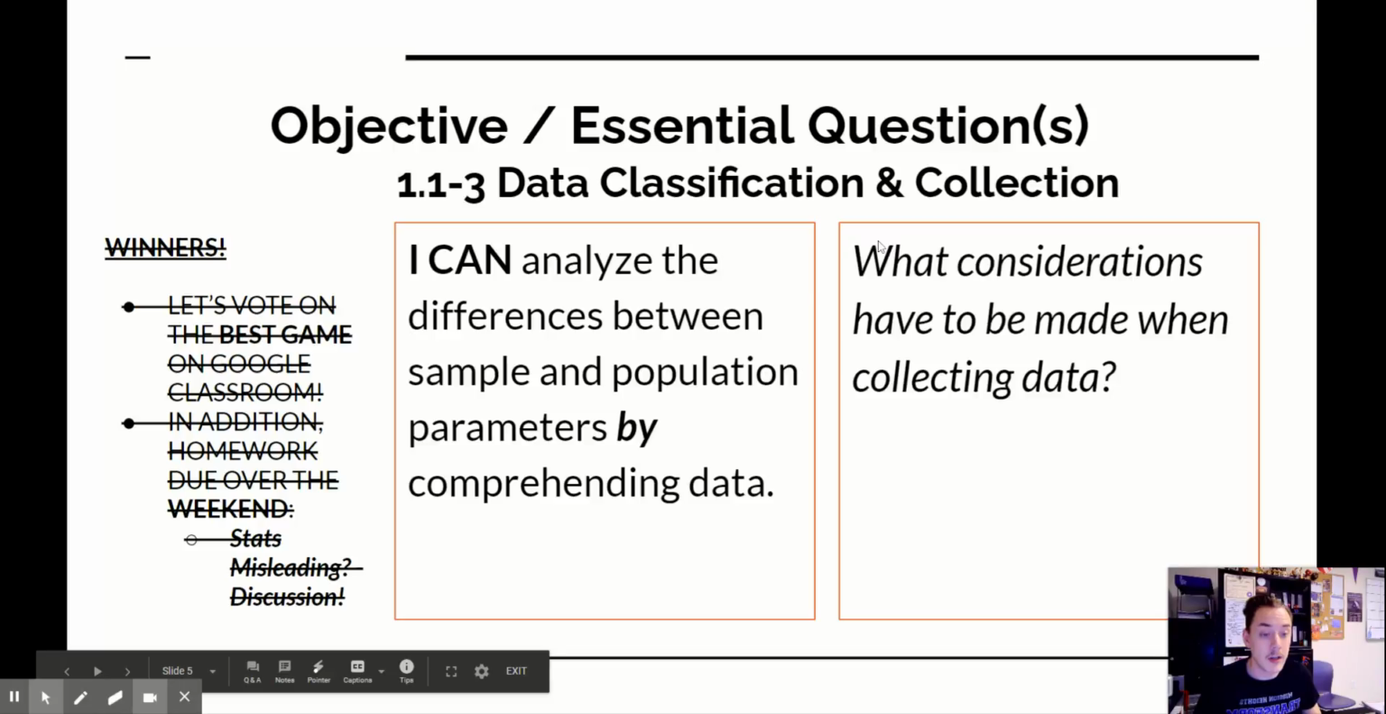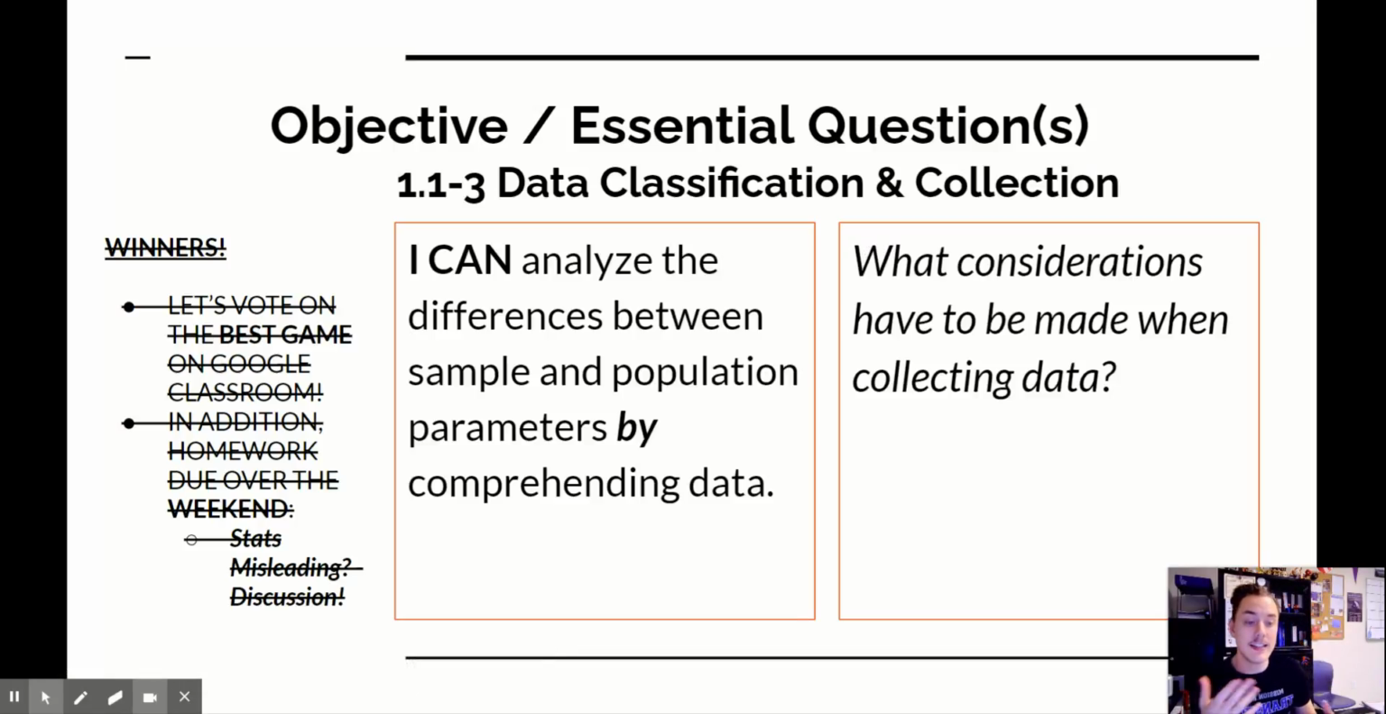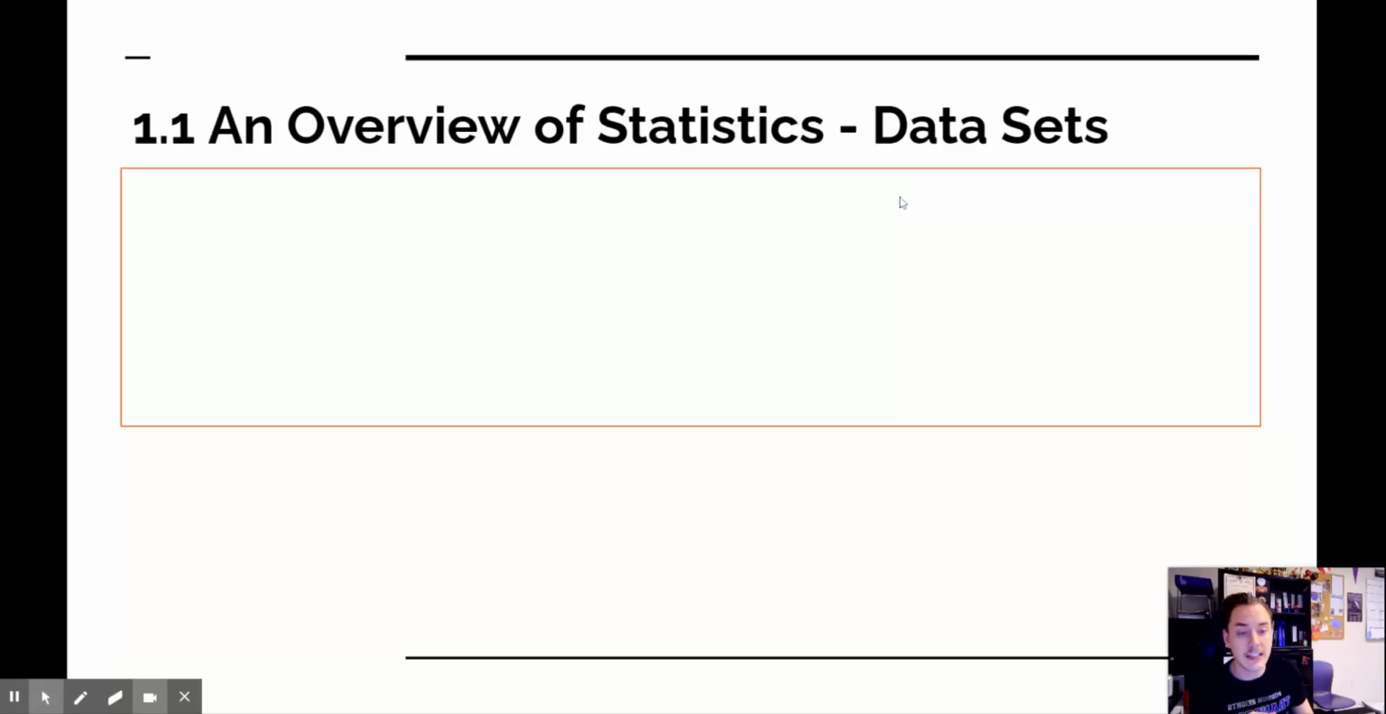So what are we going to be doing? We're going to be looking at what considerations have been made when collecting data. What considerations do we make when we do collect data? When we look at data and try to find out how to do math on it, we need certain considerations. We need to make sure we consider certain things when actually collecting that data. Specifically, considerations between the sample and the population. So let's actually get into it.